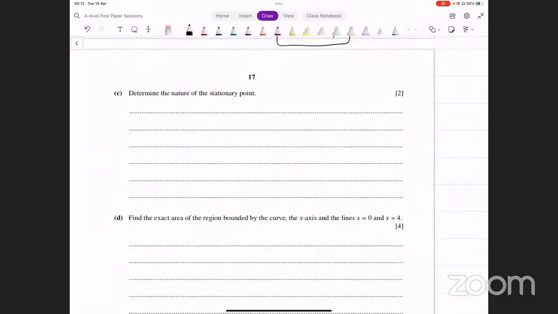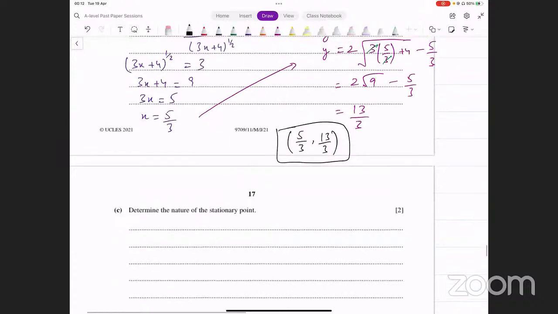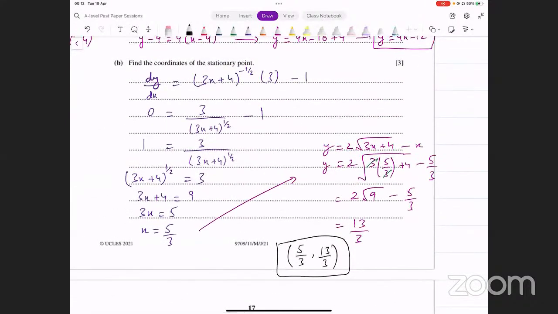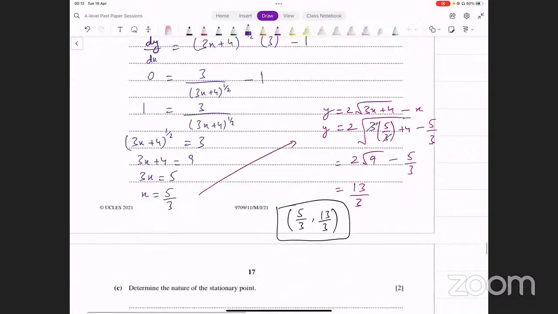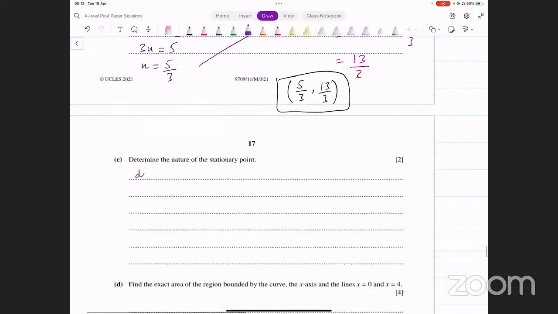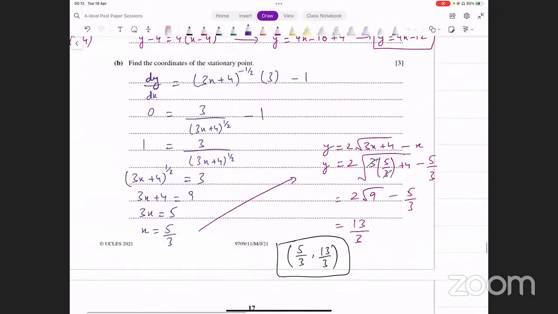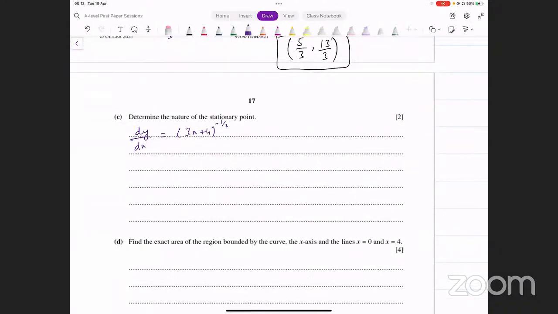Determine the nature of the stationary point. Nature of the stationary point, यानी कि whether it's maximum or minimum. क्या करते हैं, दोबारा differentiate कर लें. We've got the derivative dy over dx, that is 3x plus 4 whole raised to power minus 1 over 2. And we had 3 outside as well. Minus 1. Let's find the second derivative.